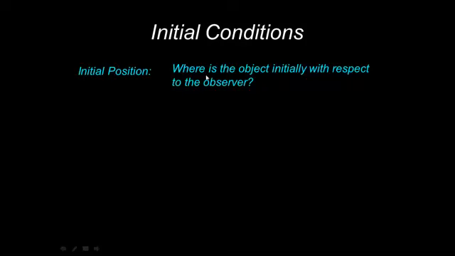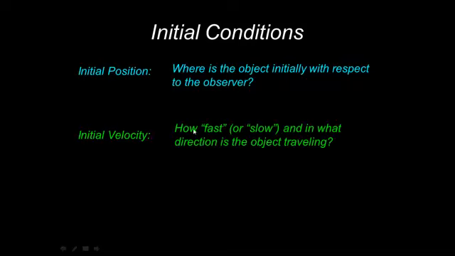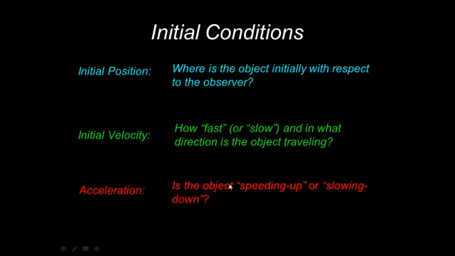We can talk about where the object is initially. So the initial position is where the object is initially with respect to the observer, the person making the measurements of its initial position. Then we can talk about an object's initial velocity, and that tells us how fast or slow and in what direction the object is initially traveling. Then we can talk about acceleration, which would answer the question: is the object speeding up or slowing down, which ultimately tells us if the object is moving with constant velocity or constant acceleration.